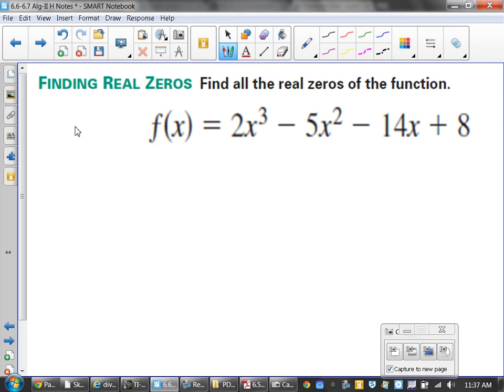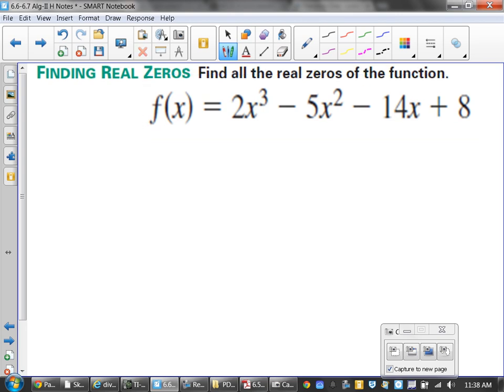So we have f of x, the function of x, is 2x cubed minus 5x squared minus 14x plus 8. When we start with this, what you want to do is list out your possibles, which means take all of the factors of 8 divided by all the possible factors of 2.